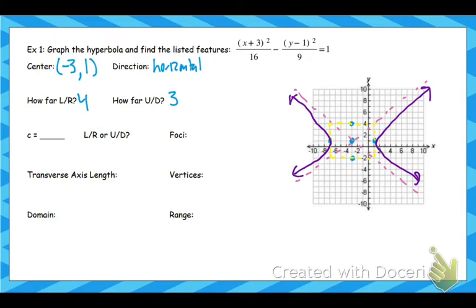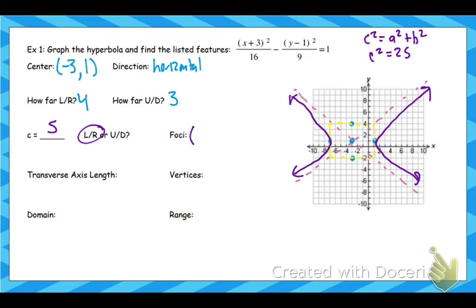All right, let's find our foci. So we need our c value. For this one, c squared is a squared plus b squared. So c squared is 16 plus 9, which is 25. So c is 5. And then we find the foci the same way we did for an ellipse. It's horizontal, so we'll move left and right. So from the center, we'll move left and right.